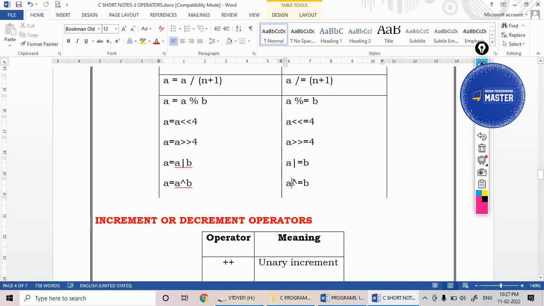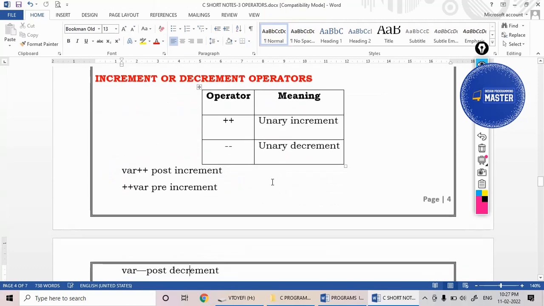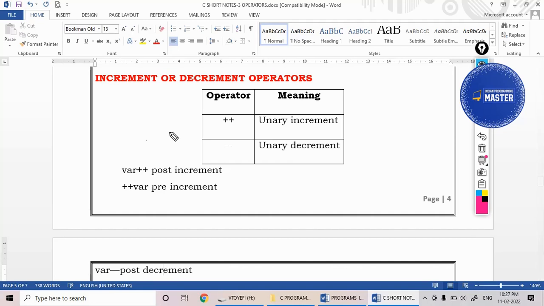Bitwise AND, bitwise OR, and bitwise exclusive OR. Next, increment or decrement operators. These are unary operators, which require only one operand. Plus plus is called the unary increment operator, and minus minus is called the unary decrement operator. Like I can write simply x plus plus. How many operands does this plus plus require here? Only one operand.